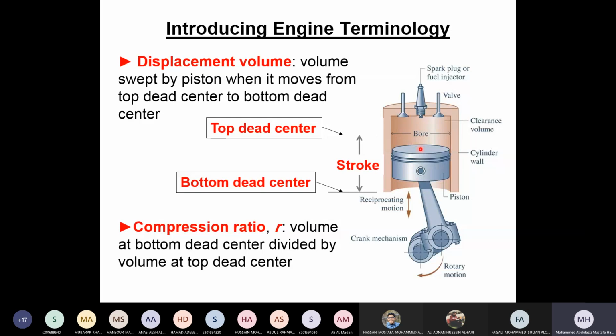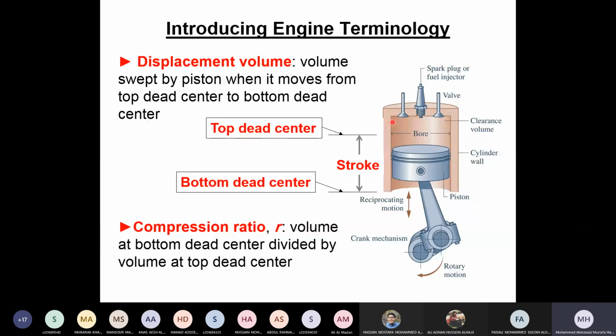We have the cylinder piston arrangement. We talked a lot about it in thermodynamics 1. This is the cylinder and this is the piston, reciprocating in this direction. This is the diameter. And then I have the spark plug, valves in and valves out.